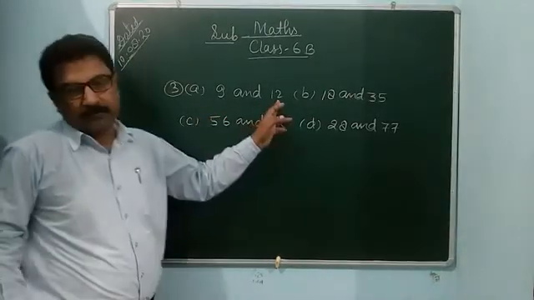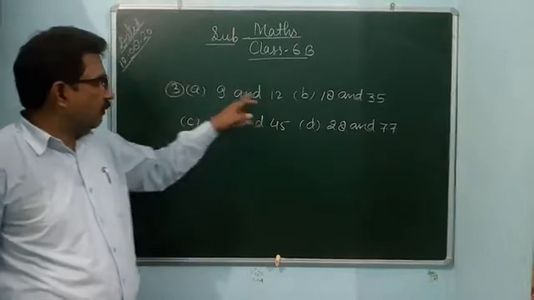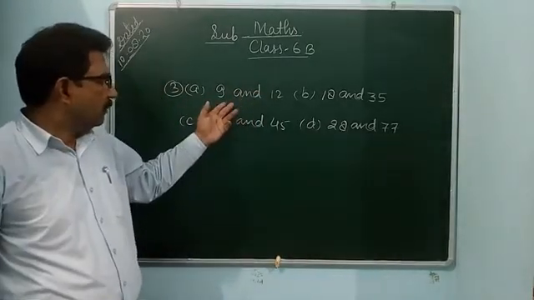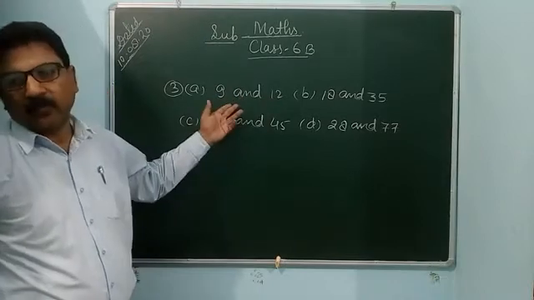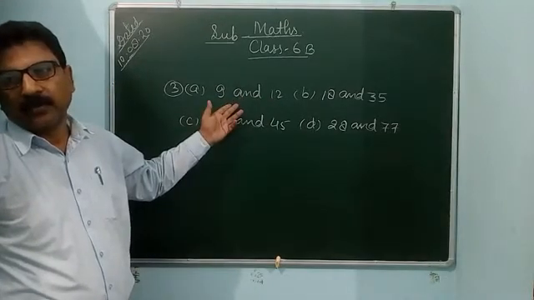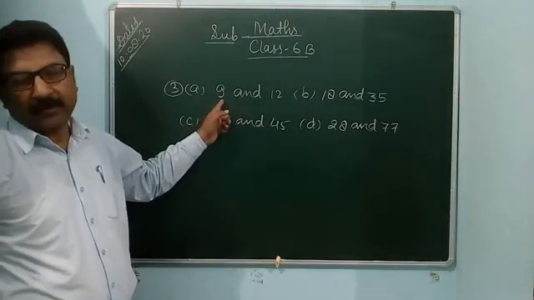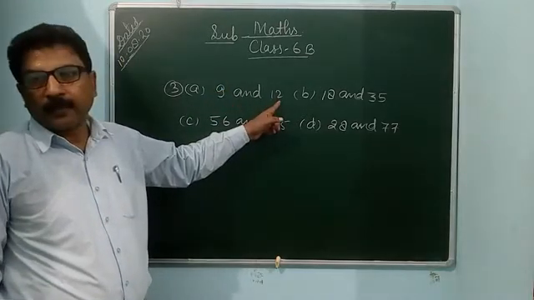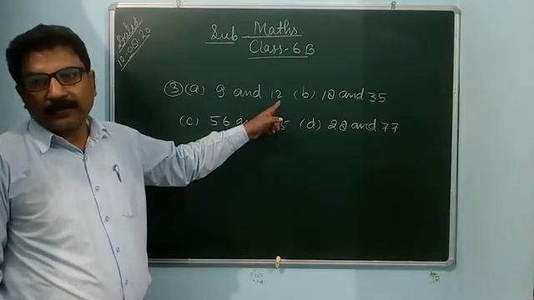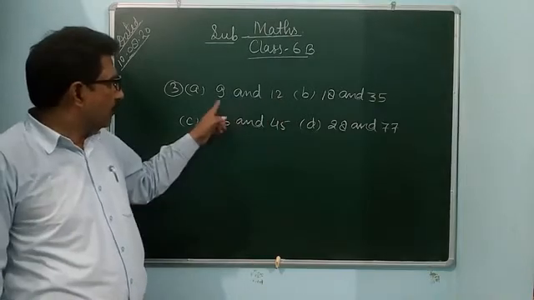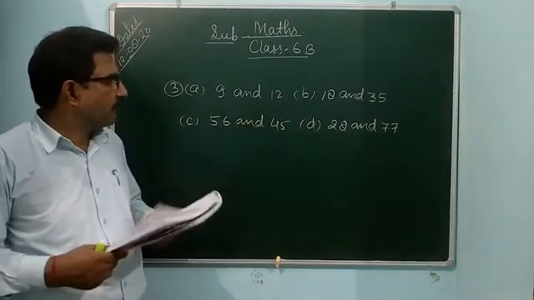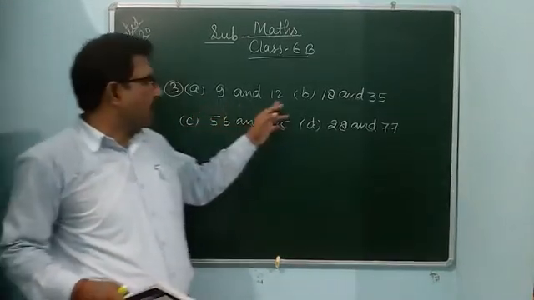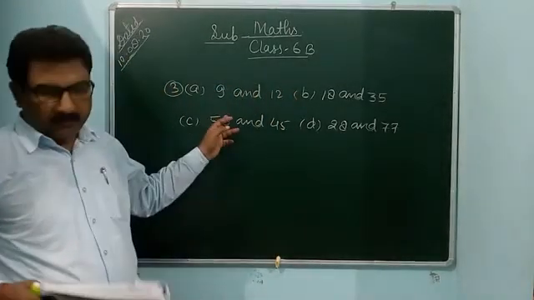9 is a composite number, 12 is also a composite number. So the common factors are more than 1. 9 is divisible by 3, and 12 is also divisible by 3. So in 9 and 12 there are many common factors.